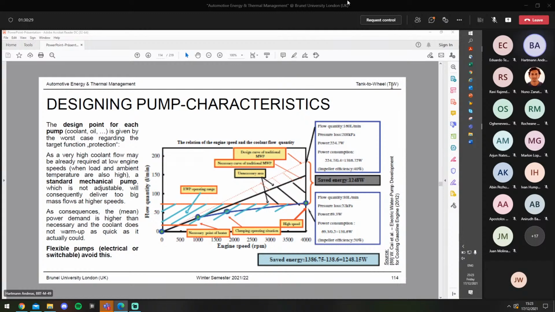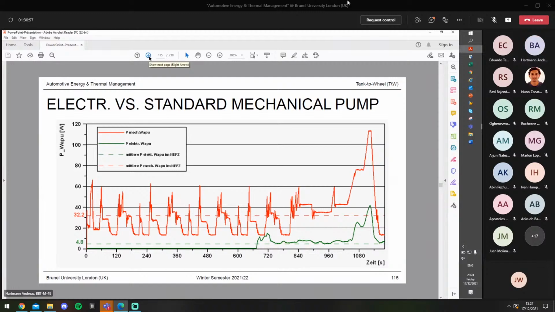And this leads to the fact that when running on high speed in a little gear, the mass flow of the coolant is very, very big. You spend too much power on the propulsion of the coolant pump, and you don't even need such a high coolant flow then. And this can be overcome by using an electrical coolant pump, which can be switched off and on again whenever you need.